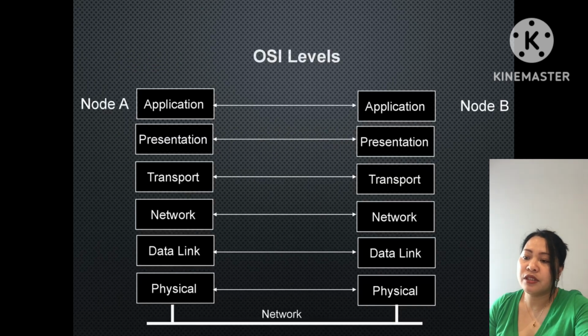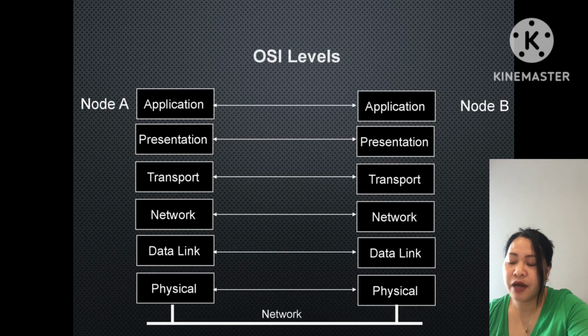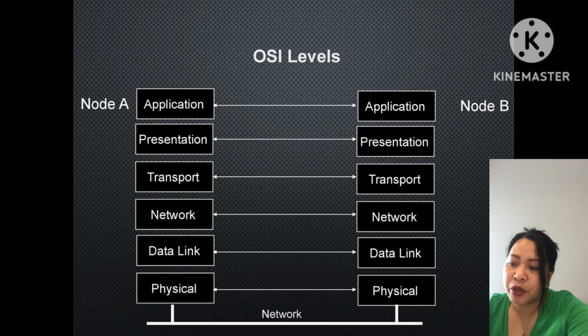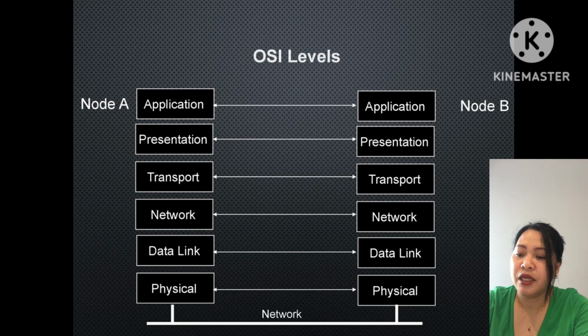OSI labels nodes: application on node A to application on node B, presentation to presentation, session, transport, network, data link, and physical, through the intermediate node E to node B.